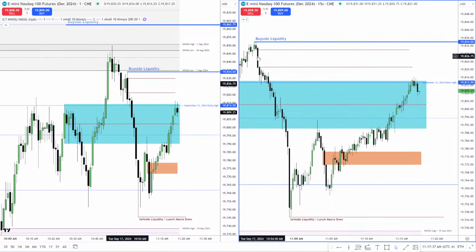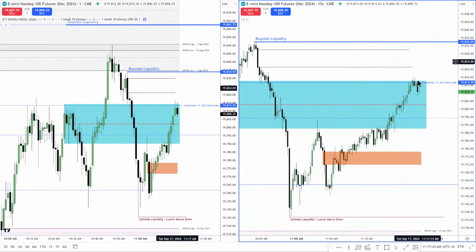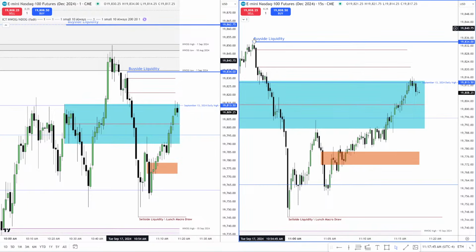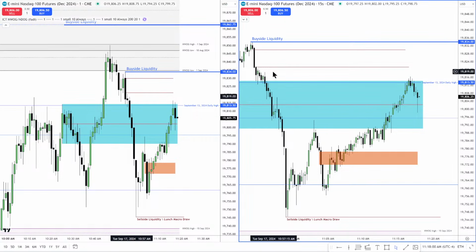So keeping to the rules, I'd still like to see it ram up in there pretty quick. And if it's going to get in there, why not just take out the liquidity right there? Working towards the low end of that breaker, spiking through mean threshold, which is the midpoint. Whenever there's an order block, half of that range is always mean threshold.